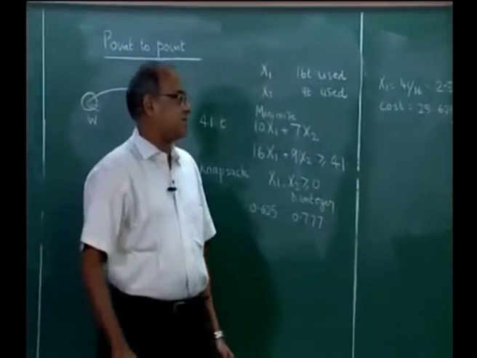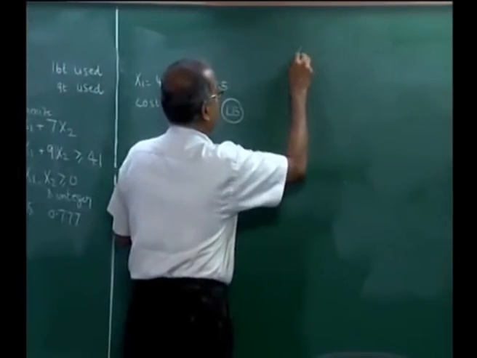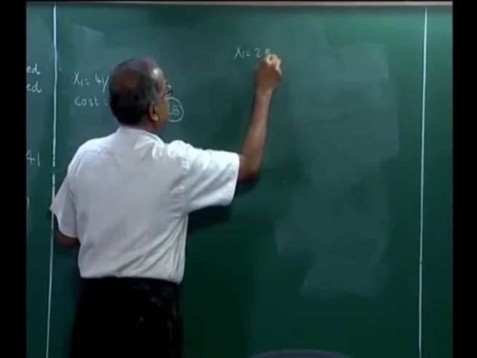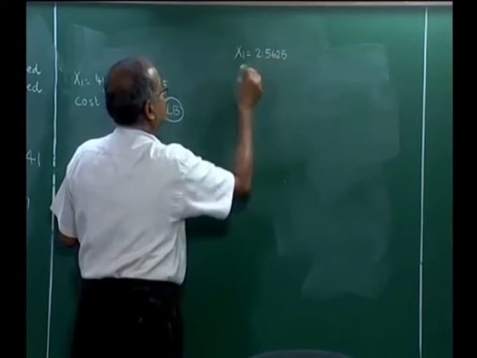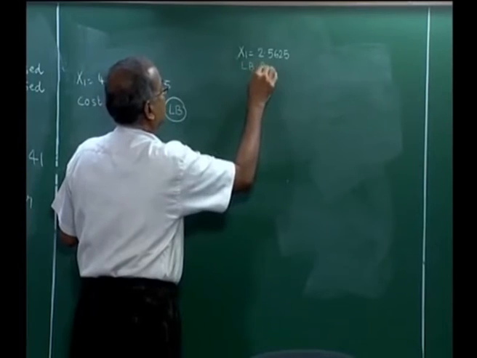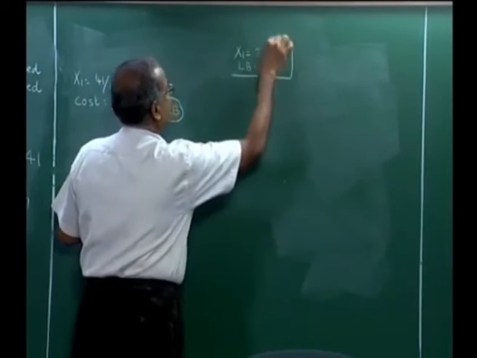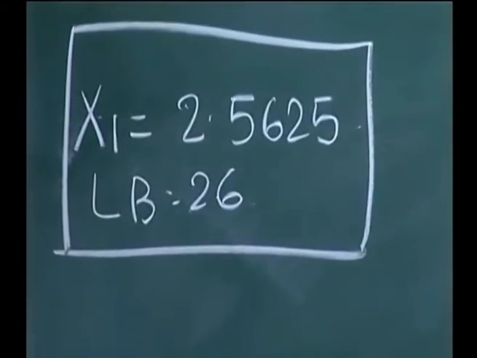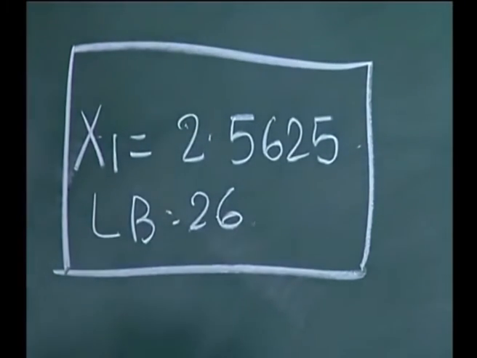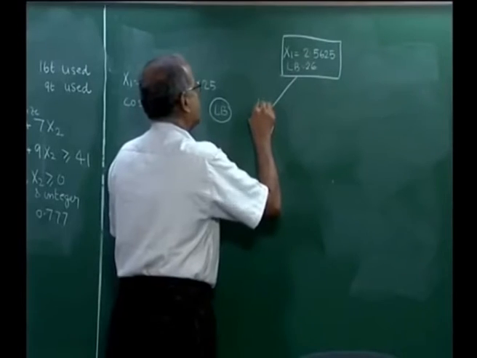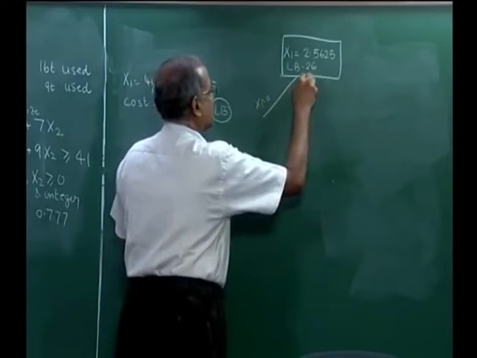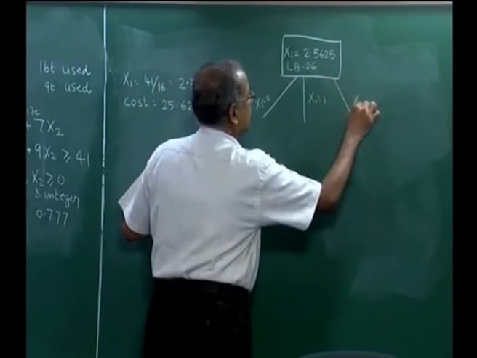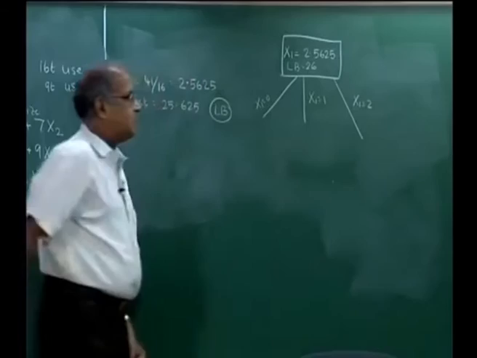So, we can start the problem by saying x1 is equal to 2.5625 with lower bound equal to 25.625, which makes it 26. Now from this, since x1 equal to 2.5625, we can branch off with x1 equal to 0, x1 equal to 1 and x1 equal to 2.